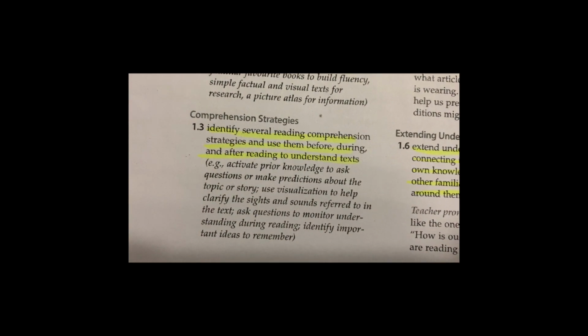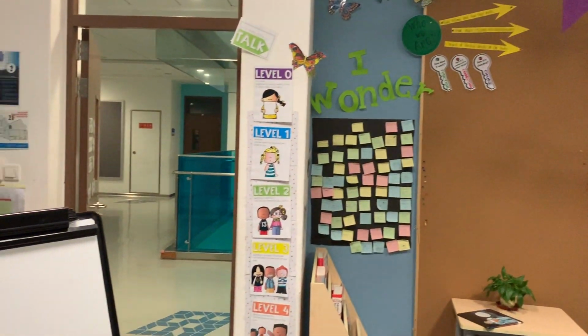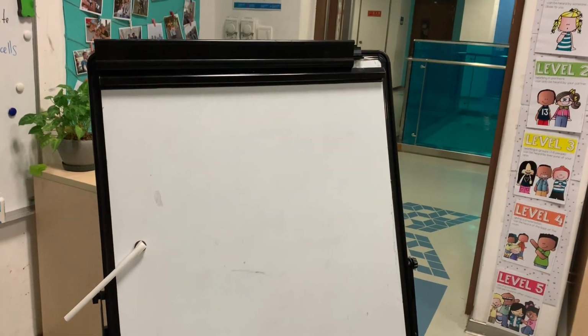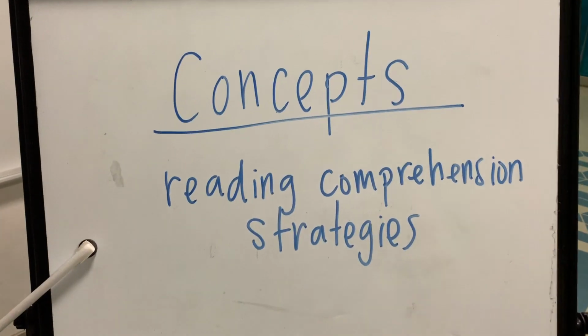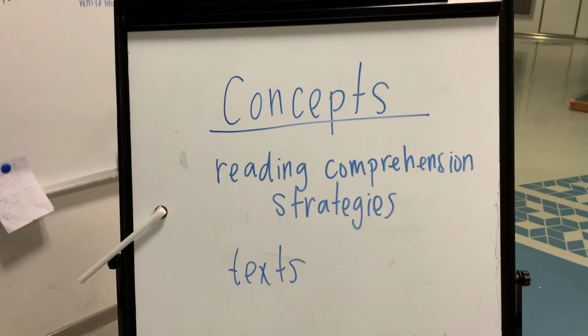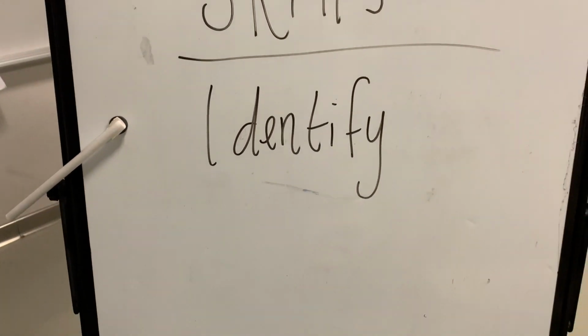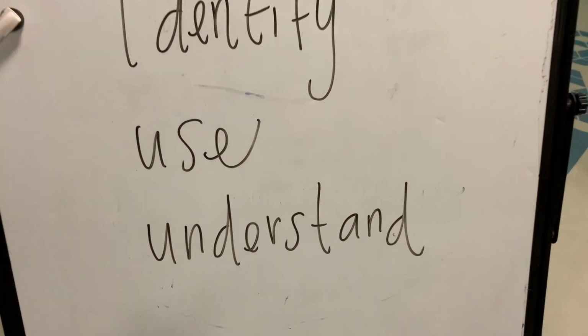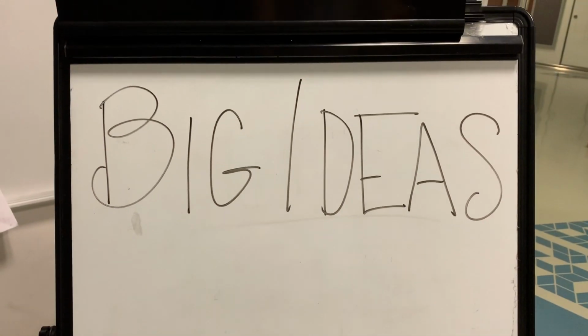This one is outlined as: identify several reading comprehension strategies and use them before, during, and after reading to understand texts. So if we break this down with our verbs and nouns and unpack this curriculum, we're looking at our concepts, which are reading comprehension strategies and texts. To go along with that, we needed to figure out what the skills are for this curriculum standard. So we need the kids to identify, use, and understand. And then the big ideas.